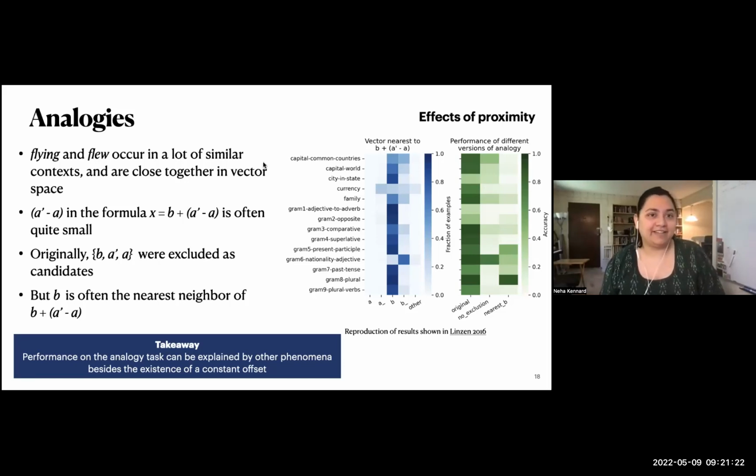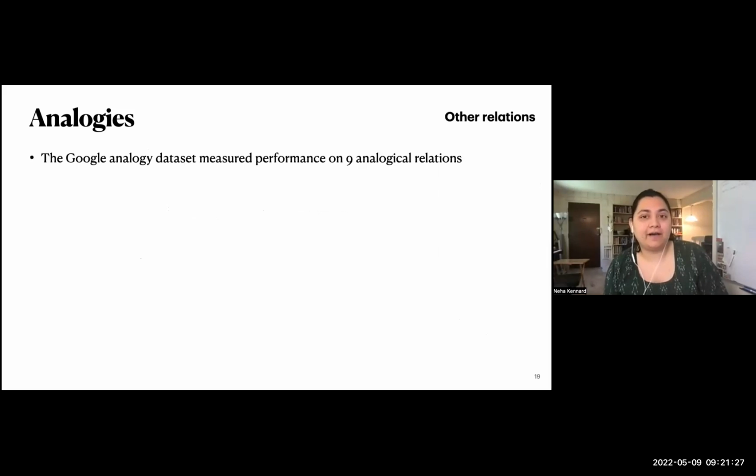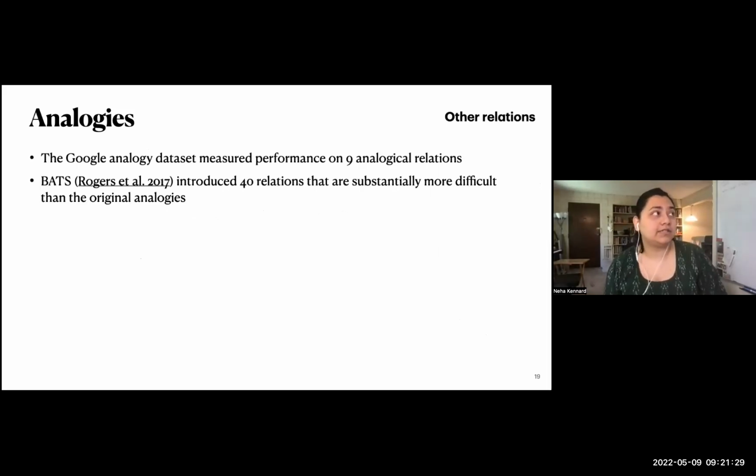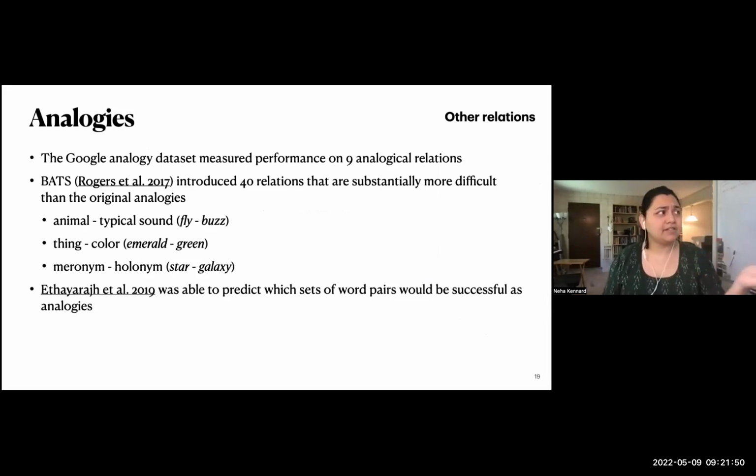So that's fine. But after that paper, there were also people talking about the Google analogy dataset, which measured performance on nine different categories that we saw. There was another paper that introduced 40 relations. A lot of these relations were substantially more difficult than the original analogies, things like animals to the sound that they make, or a thing to the color it typically is, or part-whole relations.